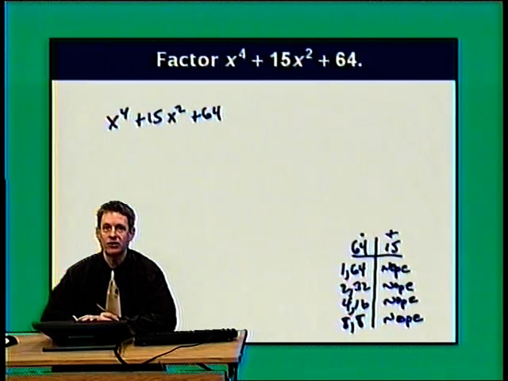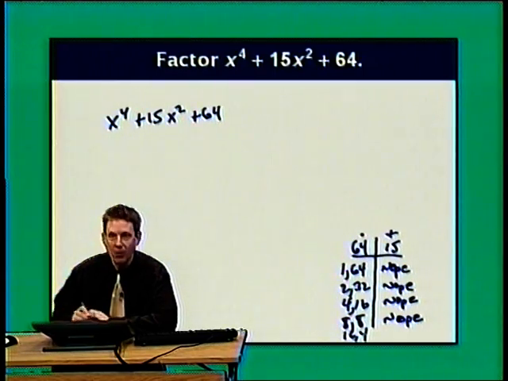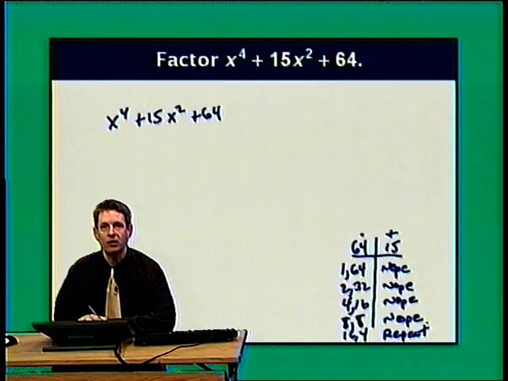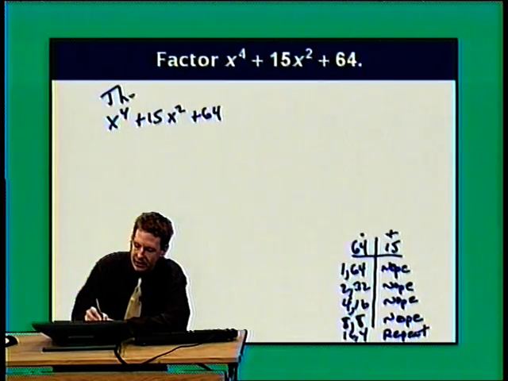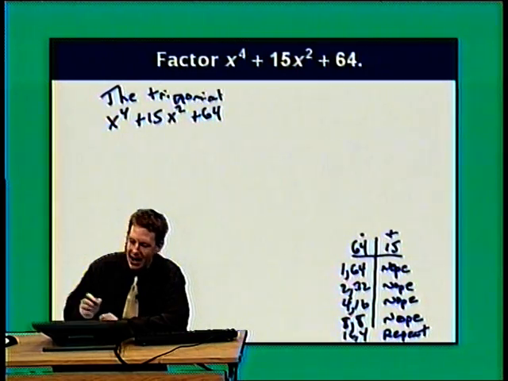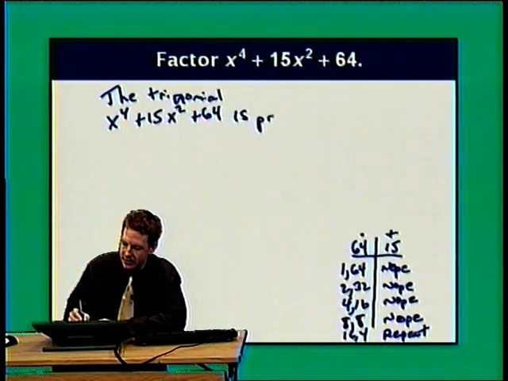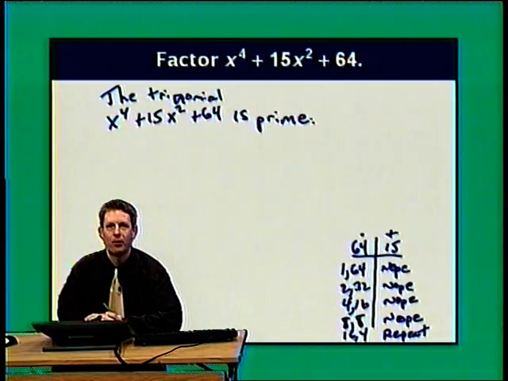The next integer that evenly divides into 64 is 16. I have a repeat pair. Once I have a repeat pair, I can give up the search. It must be the case that the trinomial x to the fourth plus 15x squared plus 64 is prime.